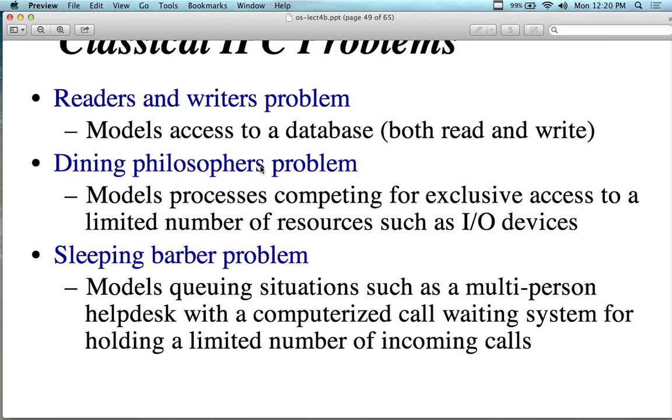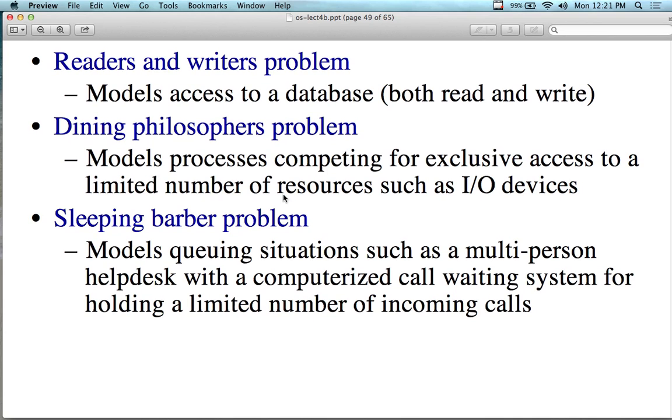Dining philosophers models competing for exclusive access to a limited number of resources or I/O devices. So dining philosophers really talks about the I/O in the system. And then the sleeping barber problem models queuing. You're going to program the sleeping barber problem in one of the assignments coming up.